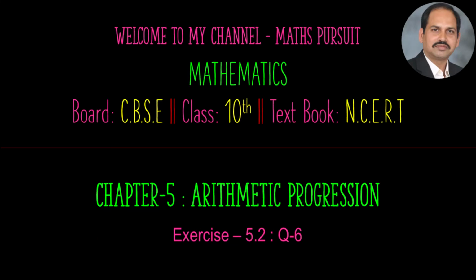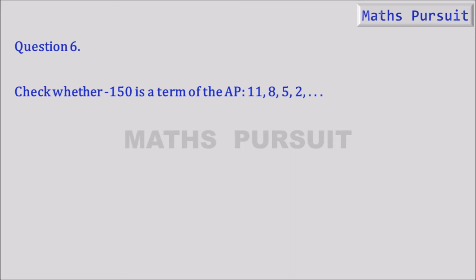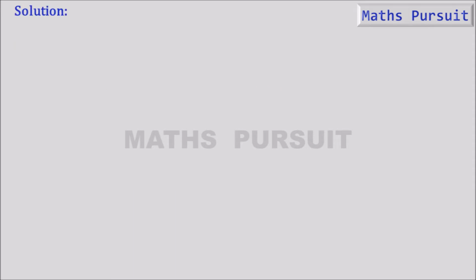Today we are going to look into exercise 5.2 question 6 from chapter 5 called arithmetic progression. So let's see what exactly is given in question number 6. Coming to the question, it is given: check whether minus 150 is a term of the AP 11, 8, 5, 2. Now let us see how we can solve this question.